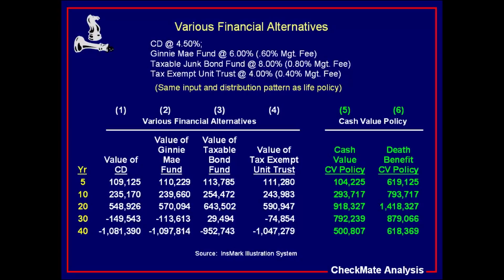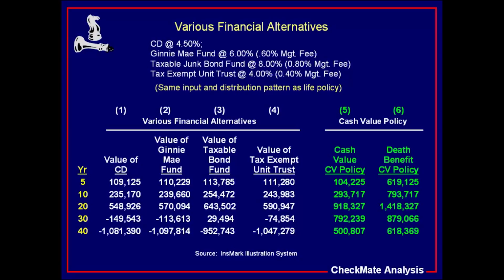CD at 4.5, Ginnie Mae Fund at 6, which is pretty aggressive today. Taxable junk bond fund at 8, and that is a very, very serious junk bond fund at that rate today. Tax-exempt unit trust at 4%. Same input and distribution pattern as the life policy. Column 1, values in the CD, end up negative. Column 2, values in the Ginnie Mae, end up negative. Column 3, values in the taxable bond fund, end up negative. Column 4, values in the tax-exempt unit trust, end up negative.